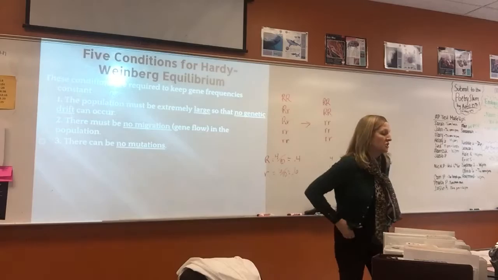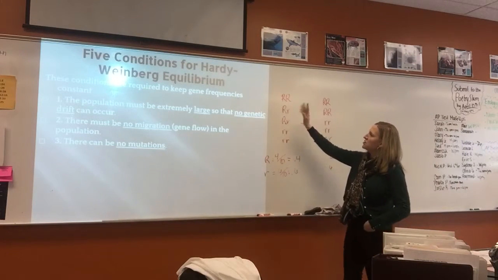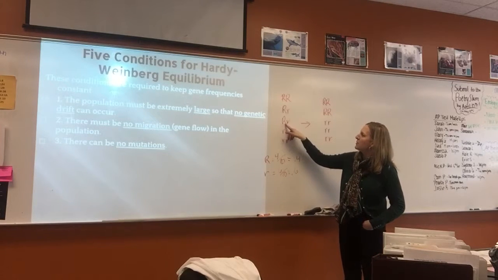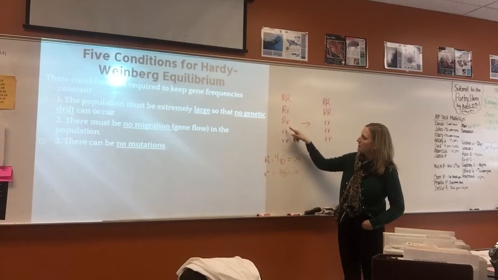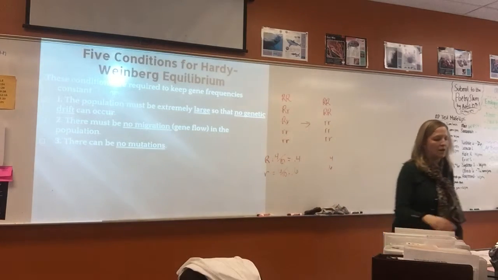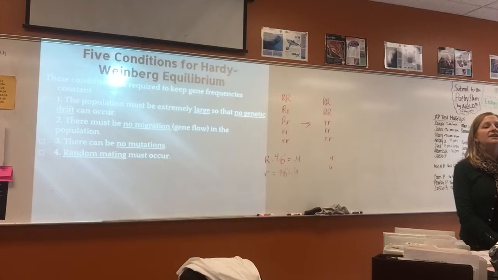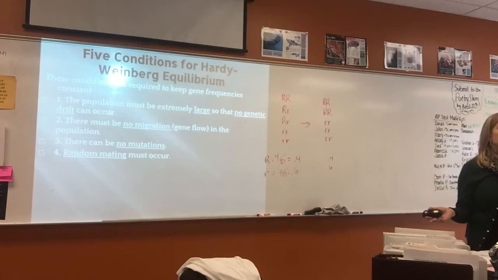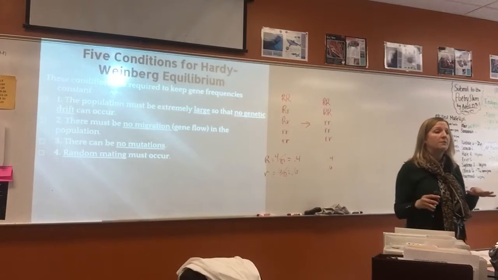There can be no mutations. Looking at my hypothetical population here, if it's a small population and this big R, let's say, mutates to a little r, then I've changed my frequency of my big R and little r genes. So we have no mutations. Random mating must occur. This means that there must be no criteria that individuals are looking for in choosing their mate. So they will mate with anybody, and that's what random mating means.